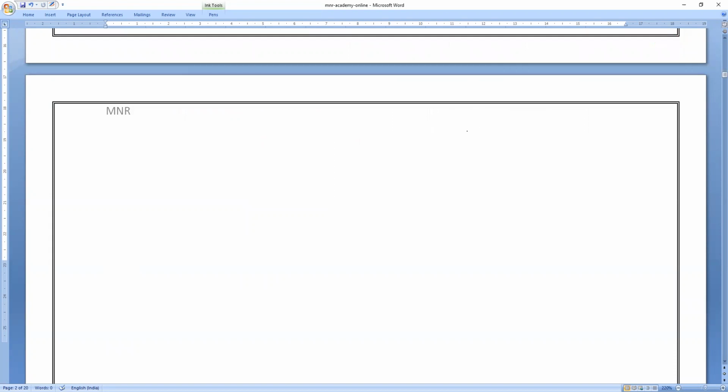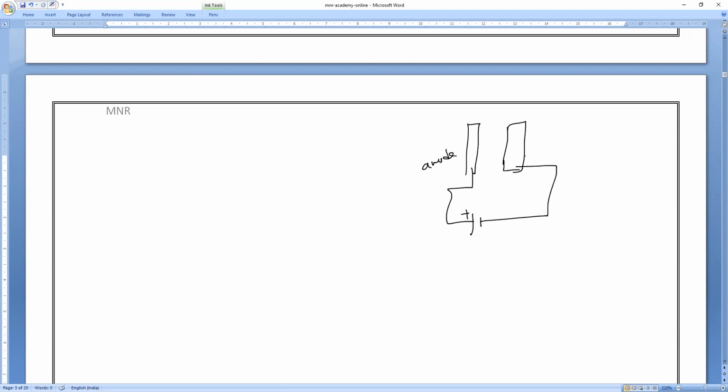Decomposition, the second type of decomposition, is the electrolysis process. There will be two electrodes. The one connected to the battery positive we call the anode. The one connected to the battery negative is the cathode. Negative ions we call anions, and positive ions we call cations. Cations always move towards the cathode, anions always move towards the anode.